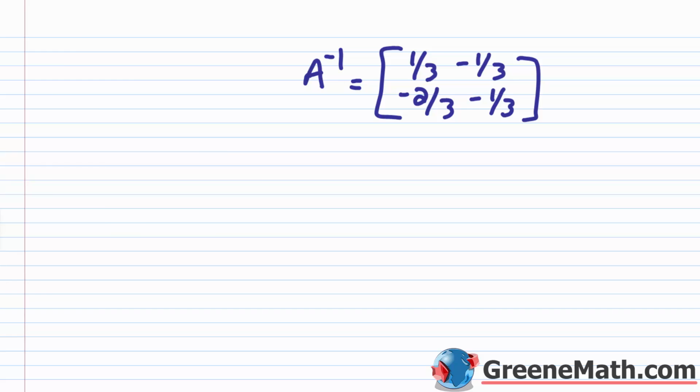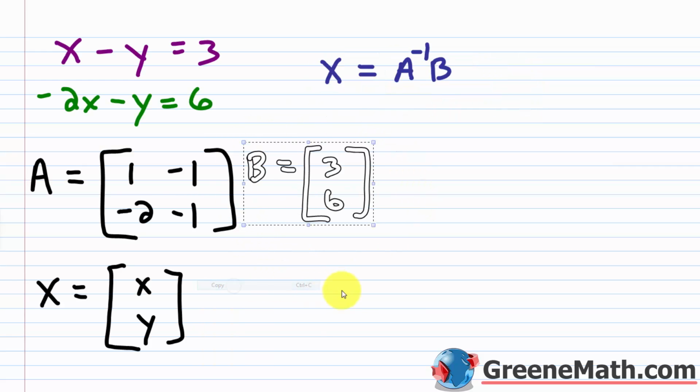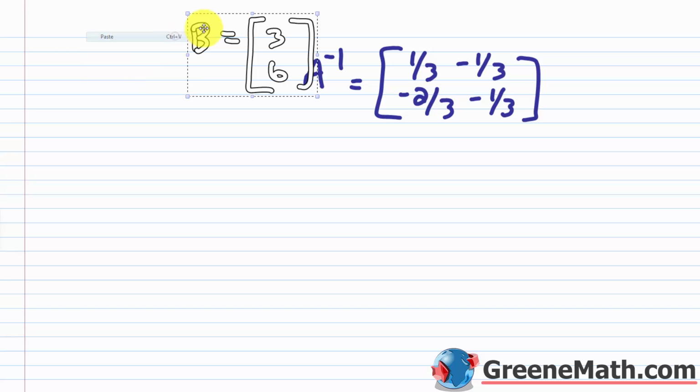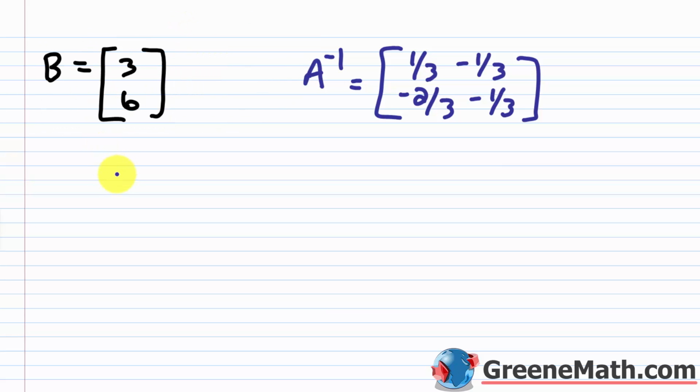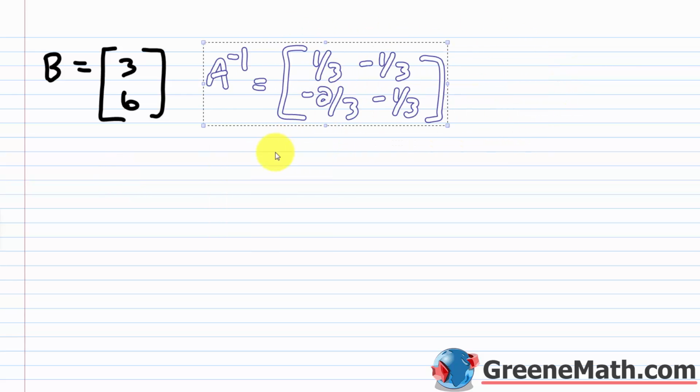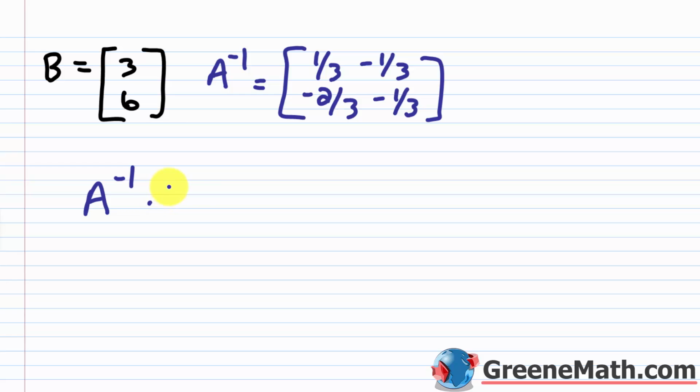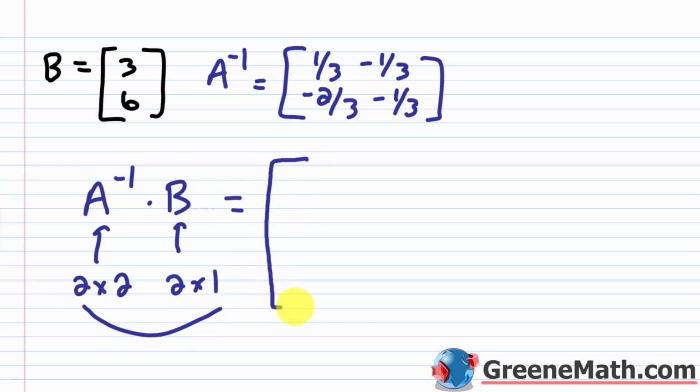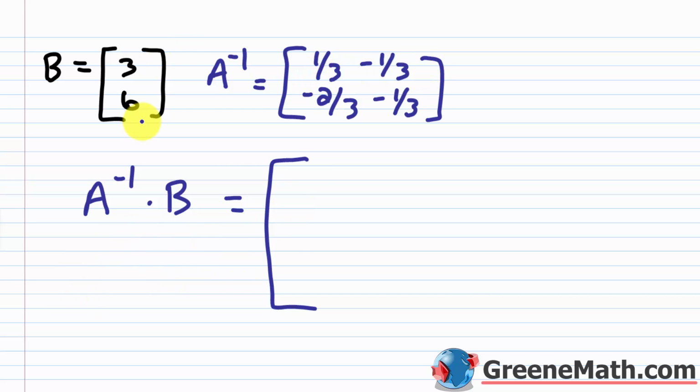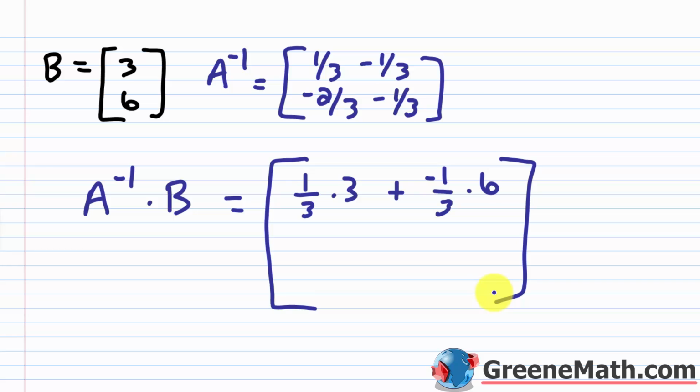I need to go back up and get B. So let's copy this and let's go back down and paste this in. And so now I want A inverse times B again in that order because it's only defined in that order. So A inverse times B, again, this is a 2 by 2 and this is a 2 by 1. So the dimensions will be 2 by 1. Okay, so let's go ahead and set this up. We do this row times this column. So you have 1/3 times 3, and then plus you're going to have negative 1/3 times 6. So what's that going to give me?